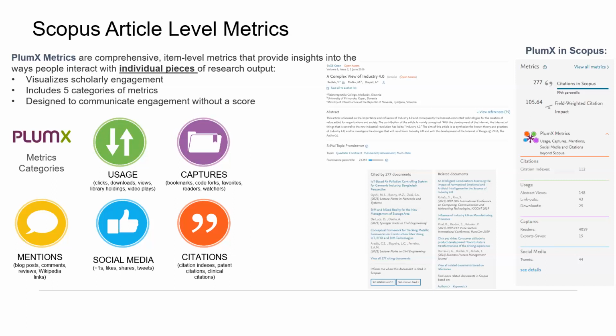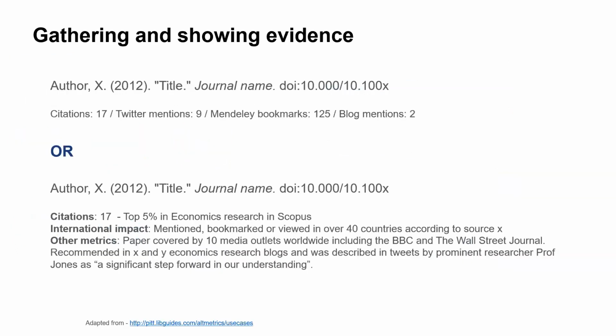PlumX divides this into 5 key categories, and we are using it to communicate engagement without a score. So 5 different colors, right? Green is for usage, purple is for captures, yellow is for mentions, blue is for social media, and red is for citations. So one key thing is that it's one thing for you to just talk about metrics, right? It's easy to gather metrics, but you want to articulate impact. I think that's the key thing that as a researcher, everyone needs to do better on.